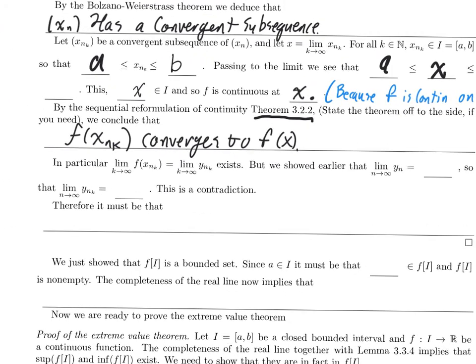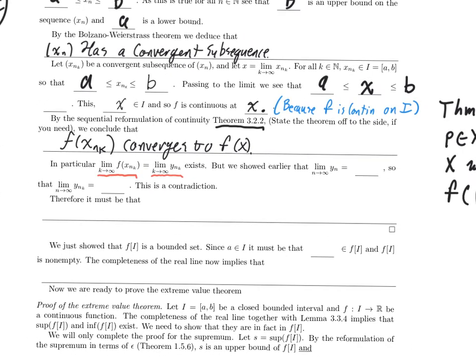So in particular, that means the limit as k goes to infinity of f of x sub n sub k exists. But remember, f of x sub n is y sub n. That's how we chose our x sub n's. So that must mean that the limit as k goes to infinity of y sub n sub k exists. But we just showed that the limit as n goes to infinity of y sub n is infinity. Oops, I said I would only do the modifications in red.